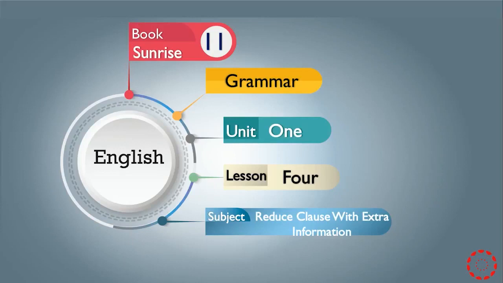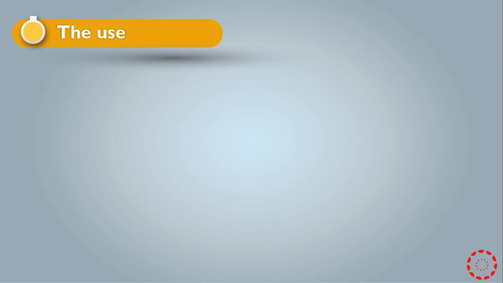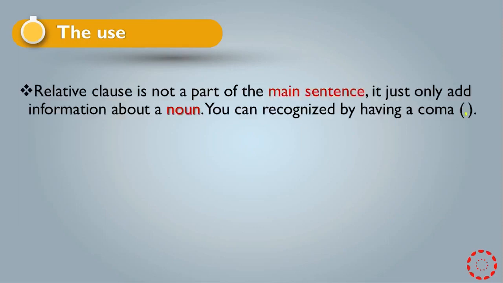So let's see what was this lesson. First of all, we have the use as usual. A relative clause is not a part of the main sentence. It only adds information about a noun. You can recognize it by having a comma. So it is very simple. We are just adding some extra information to the sentence, and we can recognize it by having a comma. As you see in here, this is a comma.